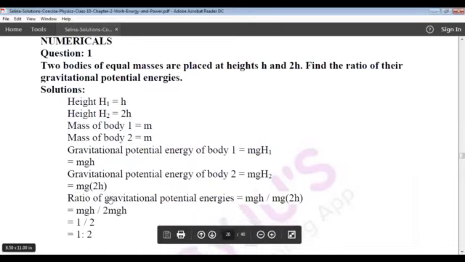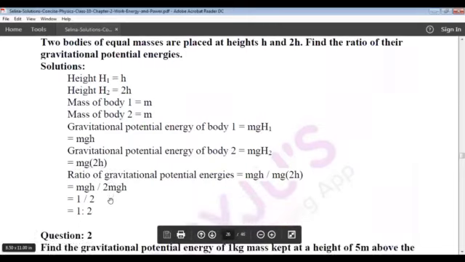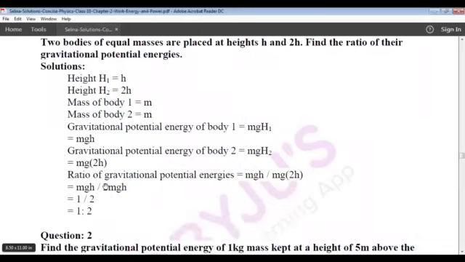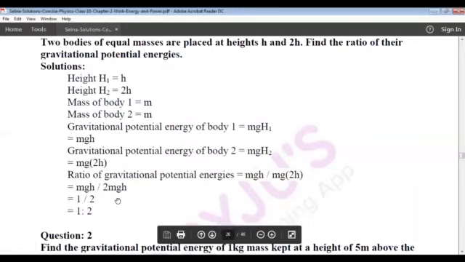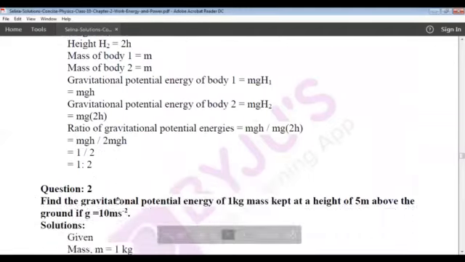So if we take the ratio of gravitational potential energies of body 1 and 2, what we will get? mgh divided by 2mgh. So therefore the ratio will be 1:2.